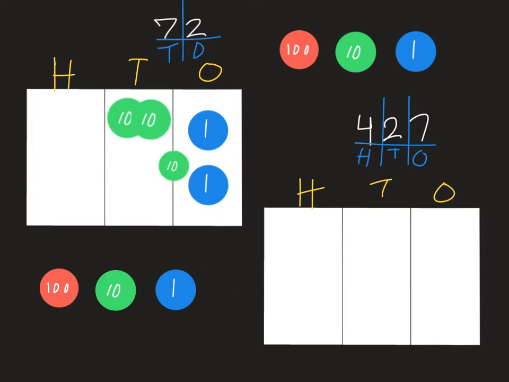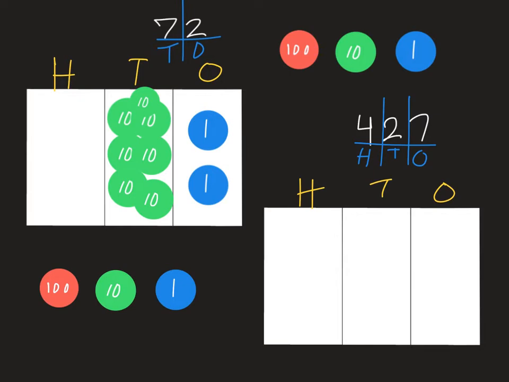1, 2, 3, 4, 5, 6, 7. So 7 tens, 2 ones shows us the number 72.